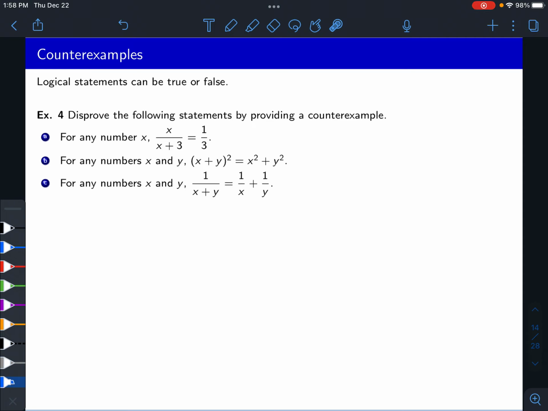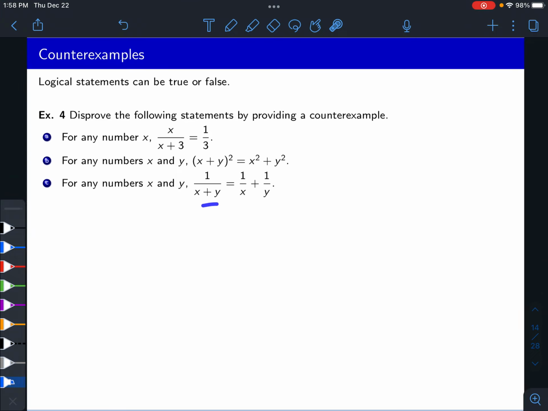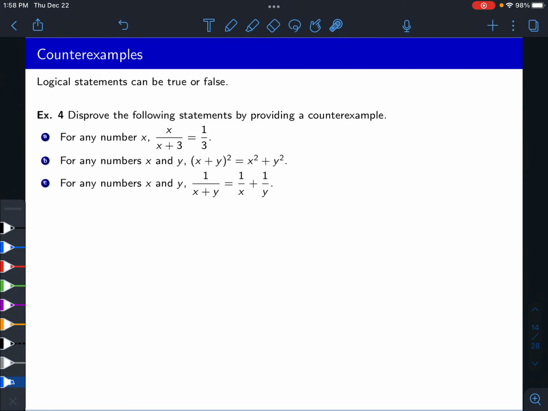Okay, here's 2 more. I recommend pausing the video and attempting these problems on your own. For any numbers x and y, (x plus y) squared is equal to x squared plus y squared. And then for any numbers x and y, 1 over (x plus y) is equal to 1 over x plus 1 over y. So if you feel like you're able to attempt that, pause the video and give those a shot, and then unpause, we'll go over.